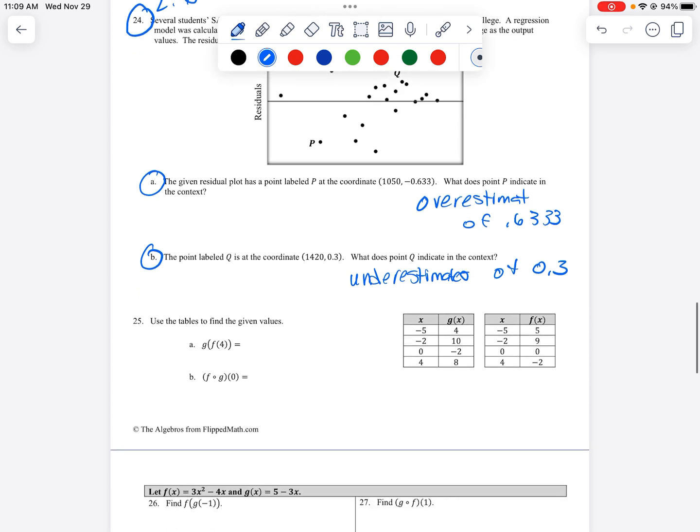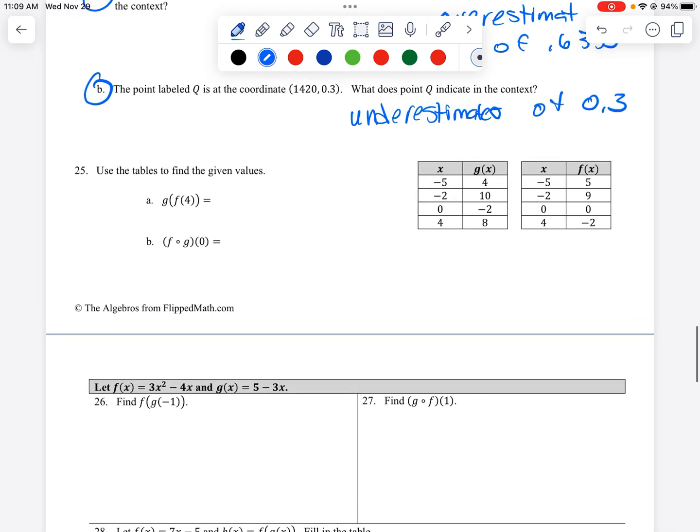All right, and then we have some composition of functions. So g of f of 4. So f of 4 is 2. So this is g of negative 2, which is 10. And this is f of g of 0. Well, g of 0 is negative 2. So f of negative 2 is 9.